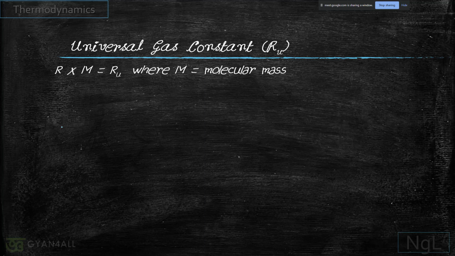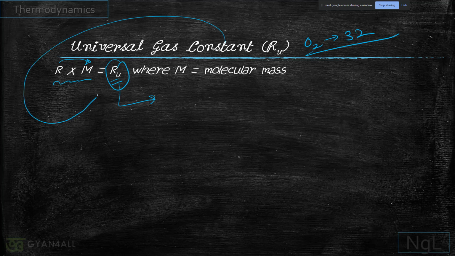And if we multiply R with M, where M is the molecular mass, then oxygen molecular mass is 32, like this. From the atomic structure we can know or remember also the molecular mass. Then R multiplied by M is given as Ru, and this Ru is called the universal gas constant. What is Ru? Universal gas constant.